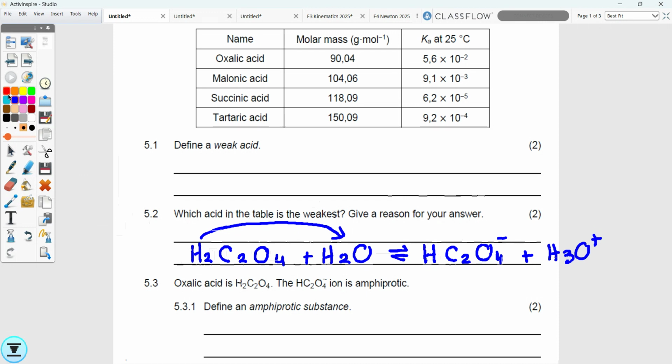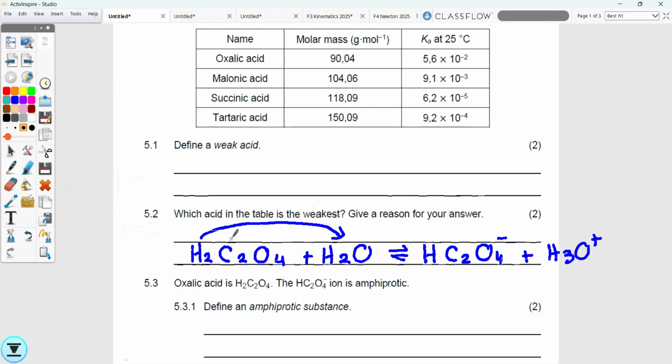Now, can you see, this is what they actually gave us. So this is my amphiprotic substance because it still has a hydrogen. So it just took a hydrogen, so it could act as a base, but it can also act as an acid. This is very important.